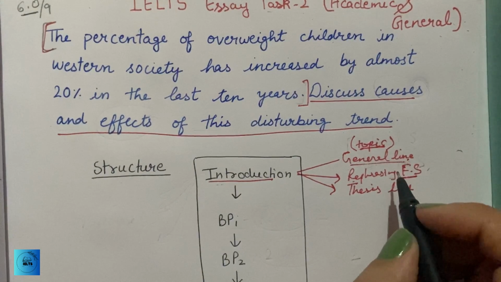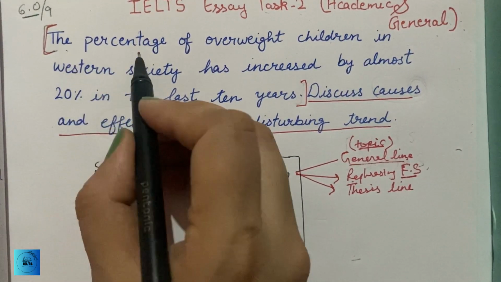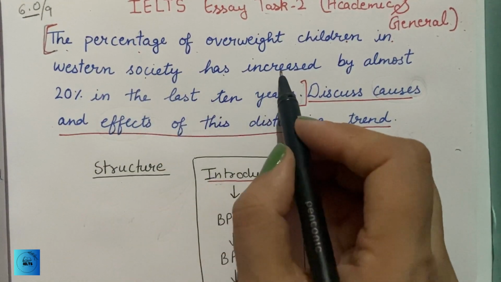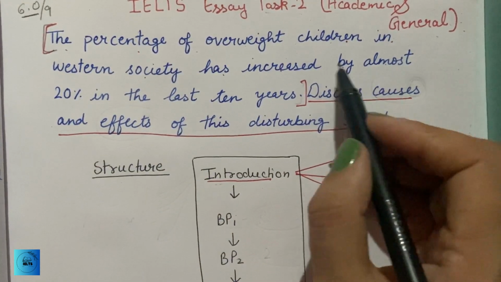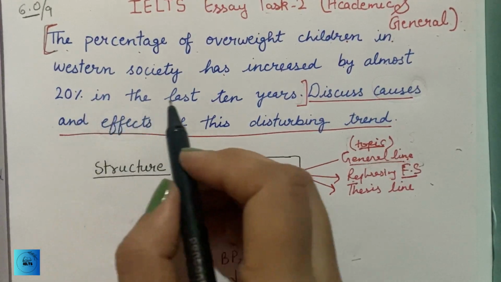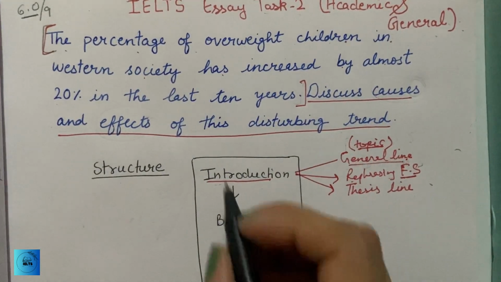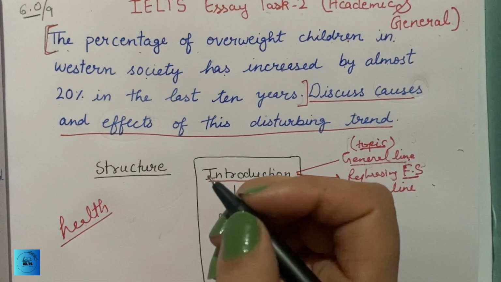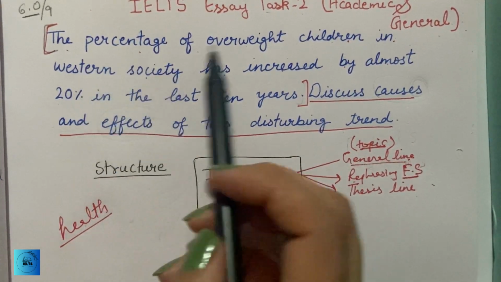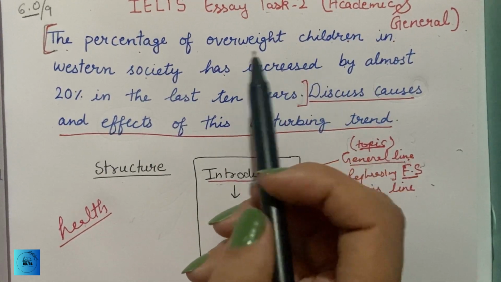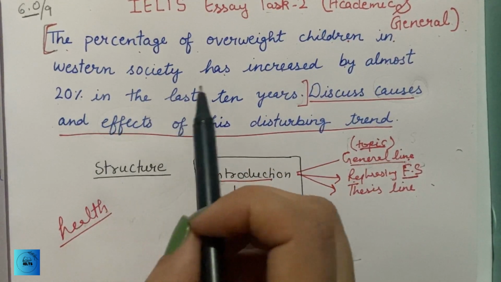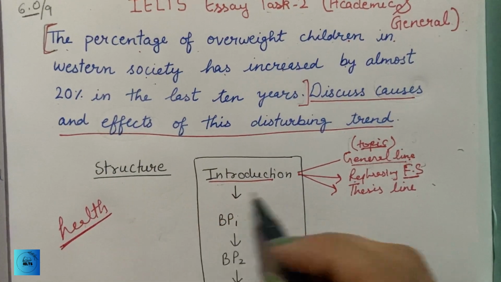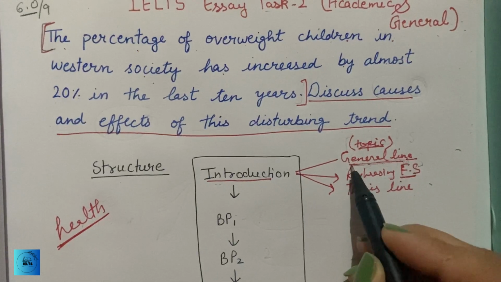If we read the question, the question is the percentage of overweight children in Western society has increased by almost 20% in the last 10 years. So they are talking about health. Health means a health concern, like the ratio of individuals who are obese is increasing to a great extent, especially in Western society. So they are talking about health. So I will write down the general line on health.